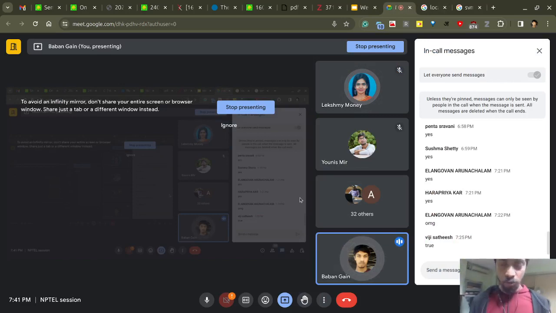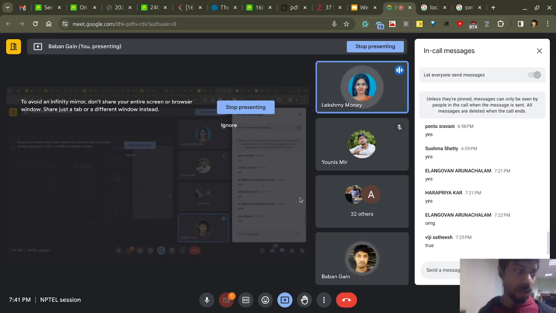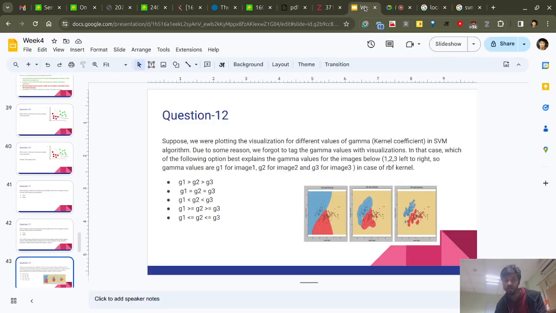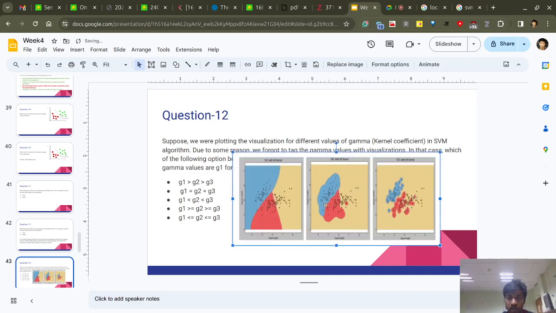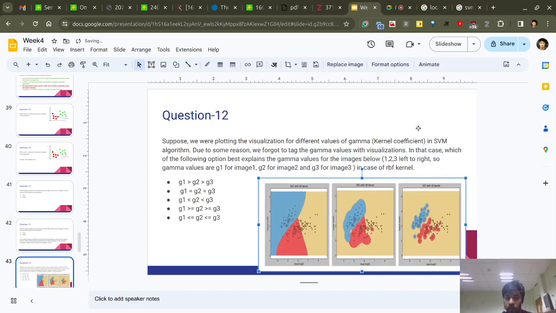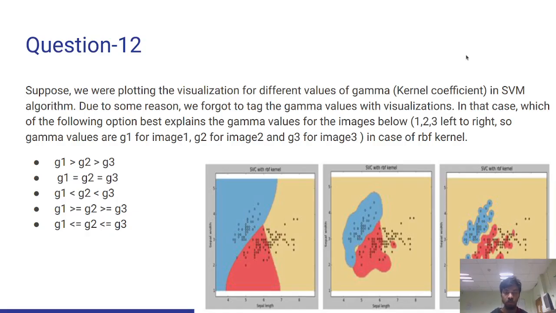In this question, we are asking about three diagrams. If you show the diagram, it will be better, I think. Yeah, to show the question. So we have three diagrams here, and we want to ask in which diagram the gamma value is the highest. Maybe let me make it larger. So the question is in which diagram the gamma value is the highest and in which it is the lowest, or is it equal? Which of the options are correct?